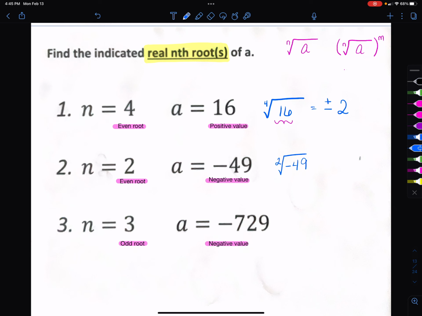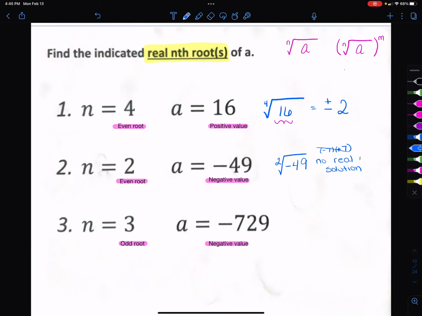Well, I need to find two numbers times itself that would give me 49. My first thought is -7 times -7. But a negative times a negative makes a positive. So what if I thought of -7 times +7? Well, now they're not the same value, so that is not the rule for taking the square root. It has to be the same value. So this one here, there is no real solution. You cannot take an even root of a negative number.